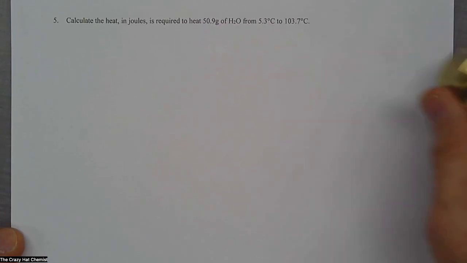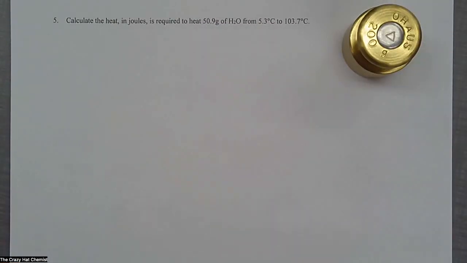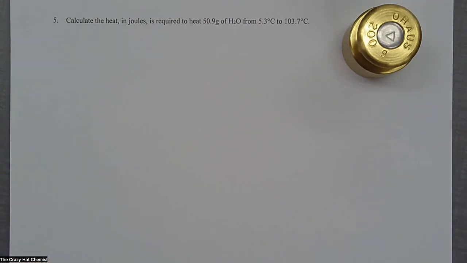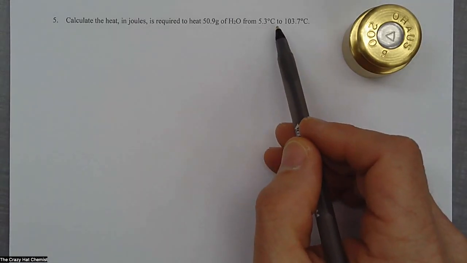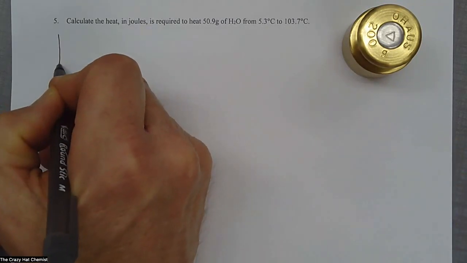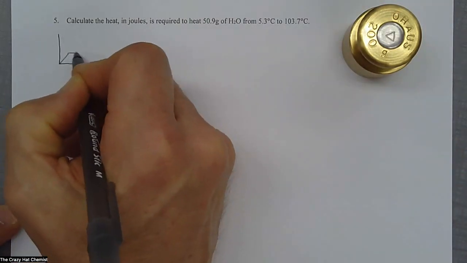Number 5. Here we go. Number 5 is going to be very similar to problem number 4, except that it's a different section of the graph. It says calculate the heat in joules required to heat 50.9 grams of water from 5.3 degrees Celsius to 103.7. So again, what we're going to do is we're going to do this generic graph here.